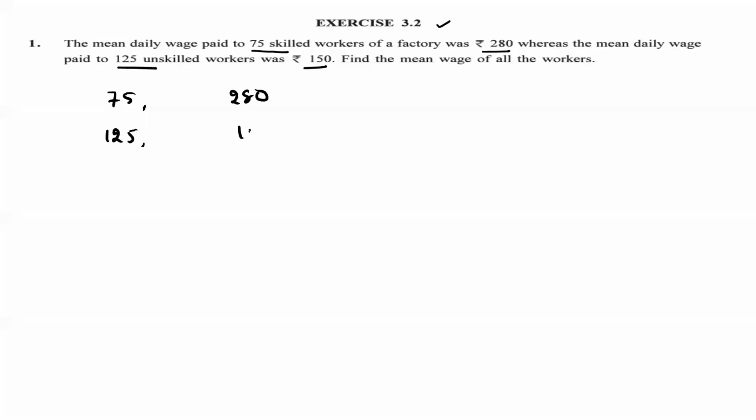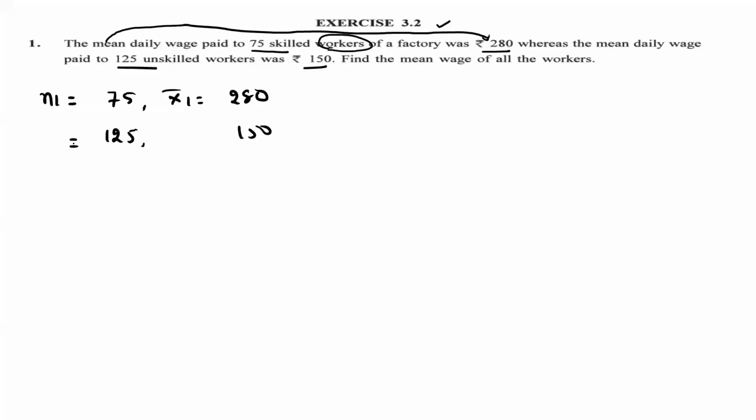N1 is 75 and X bar 1 is 280. The mean daily wages paid to 75 workers. Workers are considered as numbers, right? So N1 is 75, and they clearly say that the mean daily wages paid to 75 workers of a factory was 280. So their mean, that is X bar 1, comes to 280. Clear?